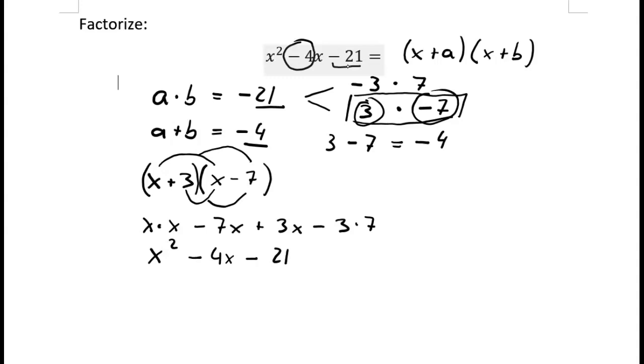So we've got it right, and we have correctly factorized this expression into (x + 3)(x - 7).